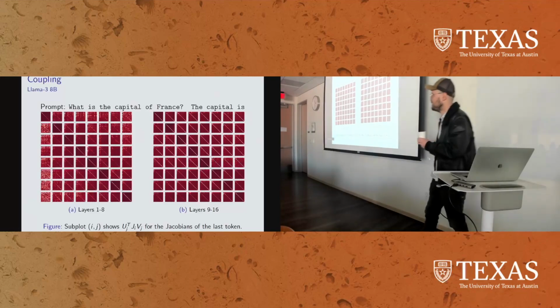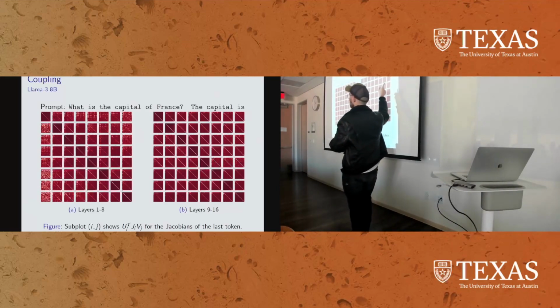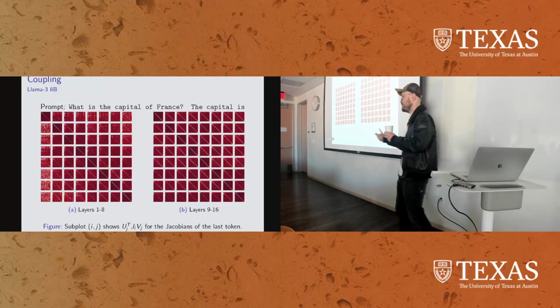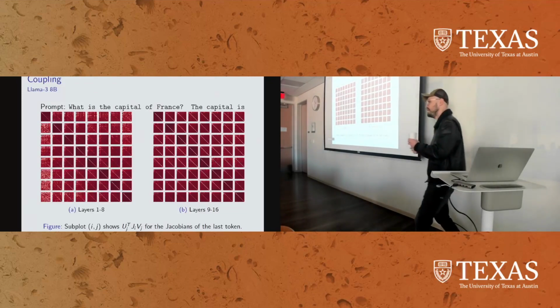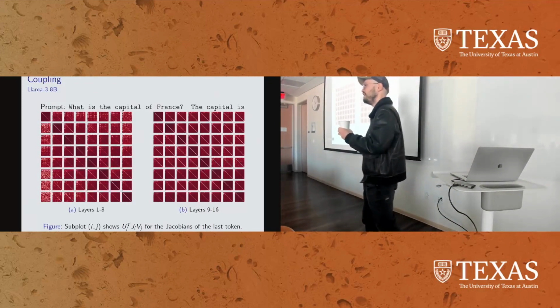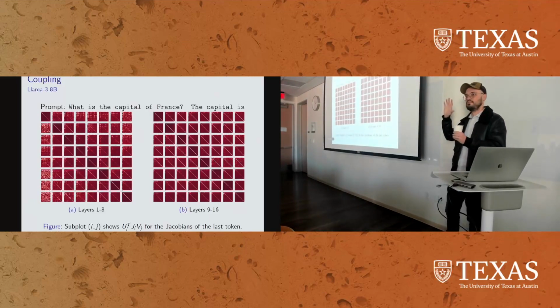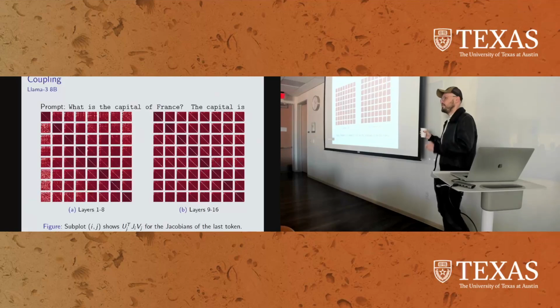Then we feed to that model the prompt, which is, what is the capital of France? The capital is, and then you need to predict the next token, which is the word Paris, right? You get a sequence of embeddings through the model, and they again define these Jacobians that you could check to see if they're actually coupled or not. Does that make sense? Basically, you repeat the same measurement for Llama 3.